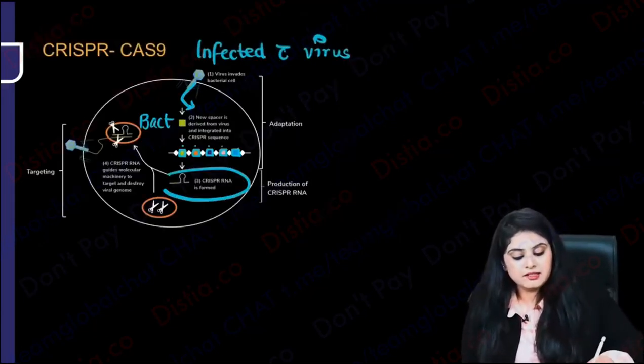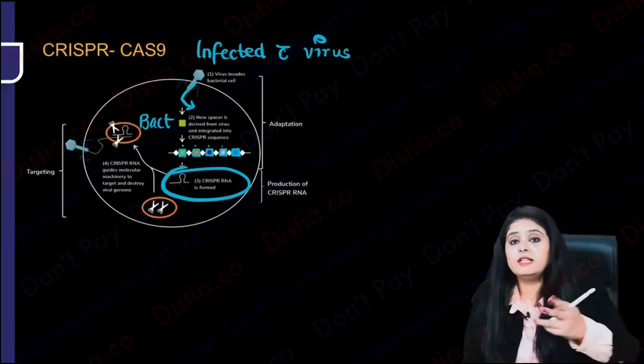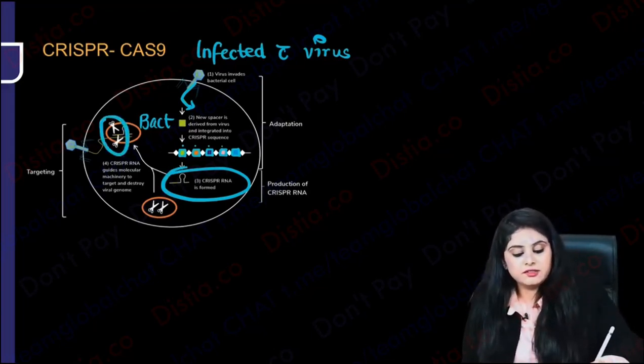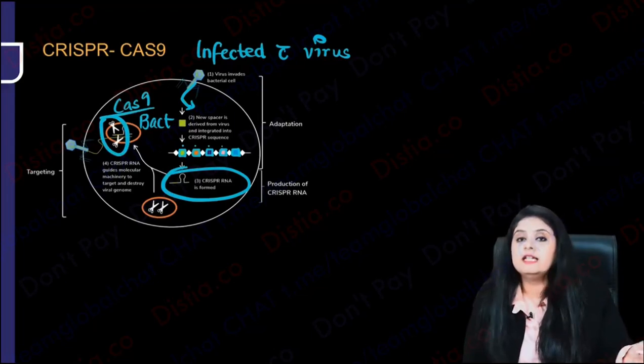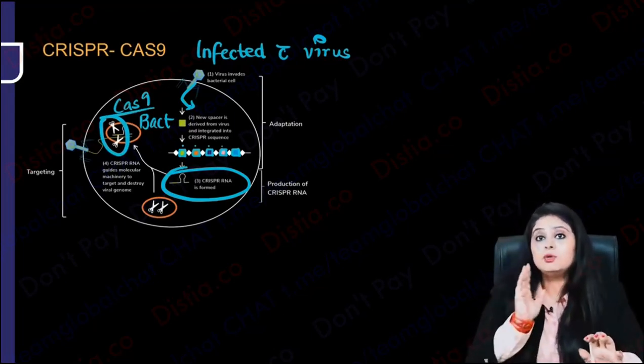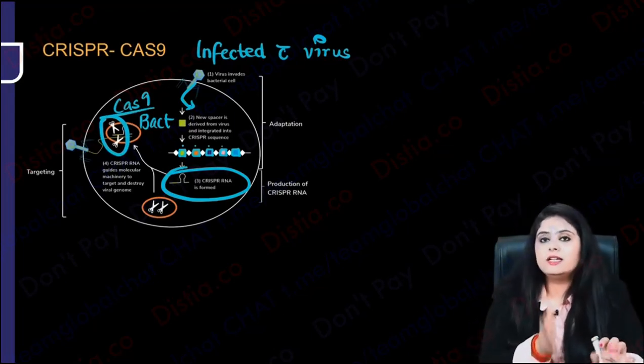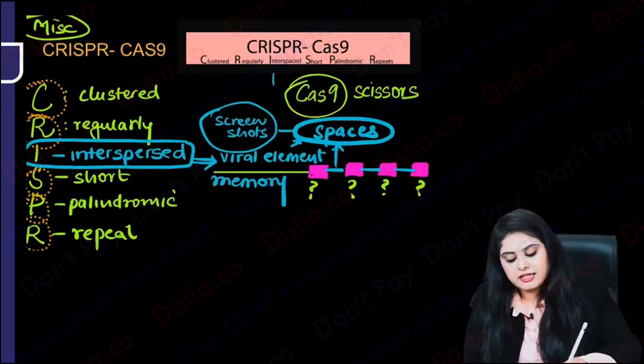Who was keeping it? That is the entire concept of CRISPR. But who is going to kill that virus? Who is the scissors who's finally gonna kill that virus? It took the screenshot, okay, but you have to kill that virus also, right? And who's gonna kill it? Cas9. That's why I said Cas9 is a scissors.